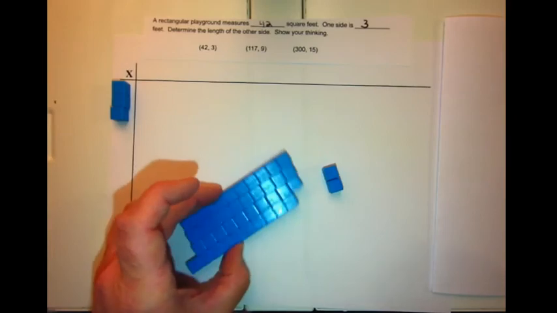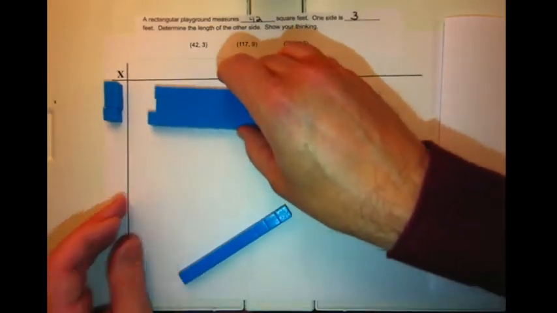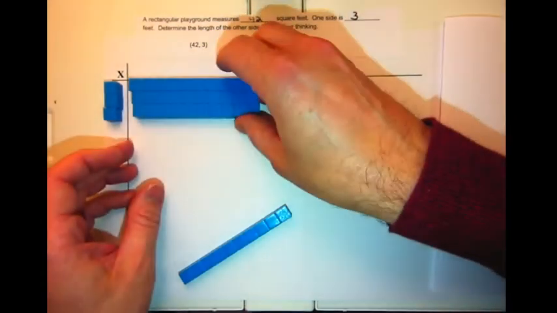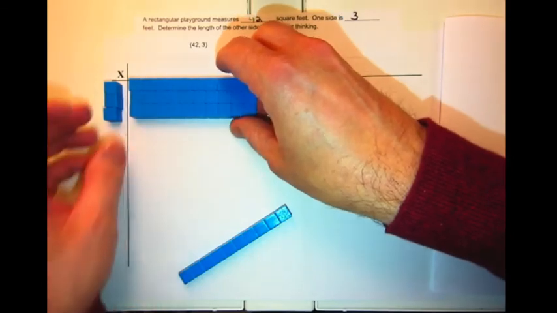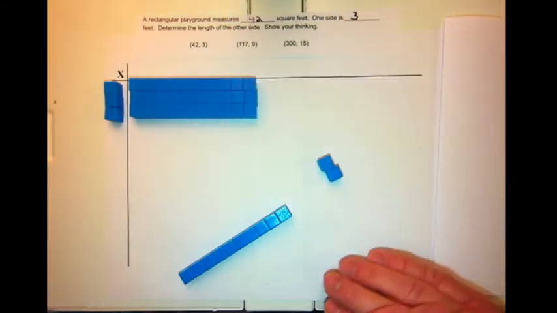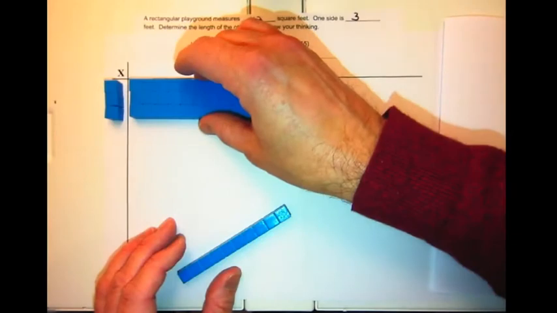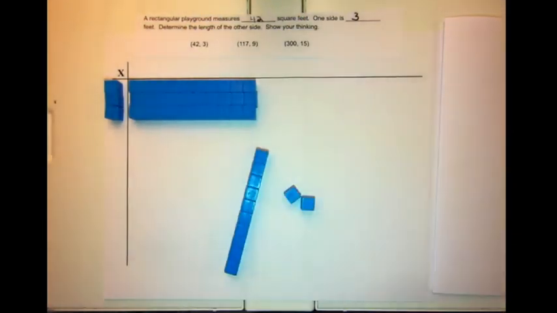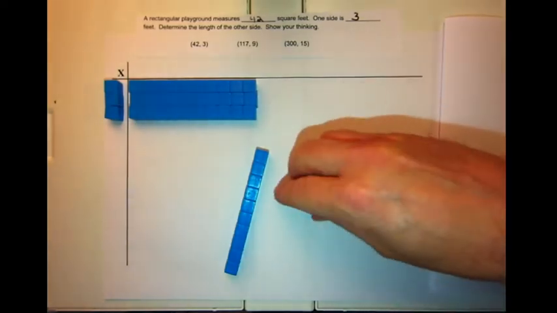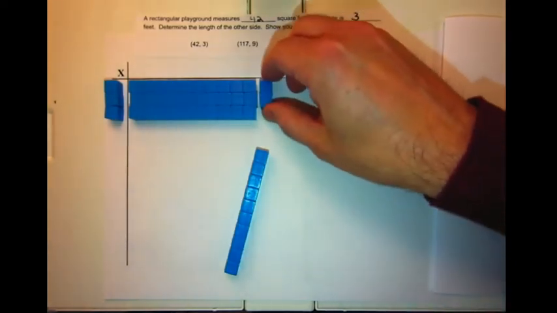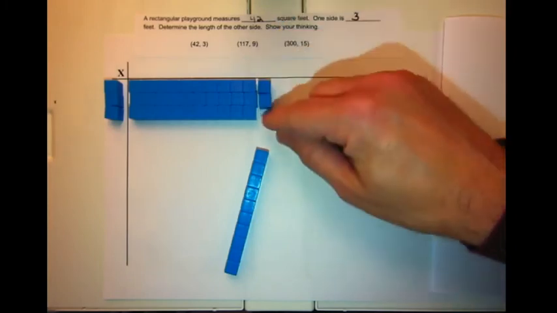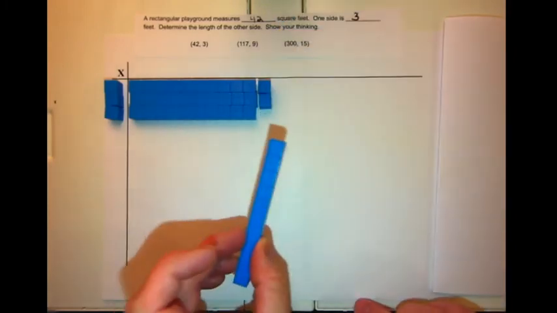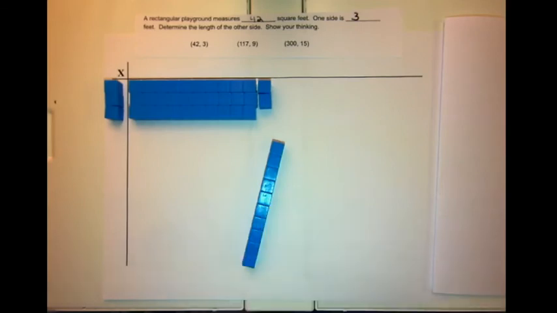So I have my 42 here, and if I think about it, I could kind of take 3 of these 10s and put those right there. And I've got this much left. I have 12 left. I can only go with 3 on one side. So I need to trade out this 10 for 10 ones. So that's what I'm going to do next.